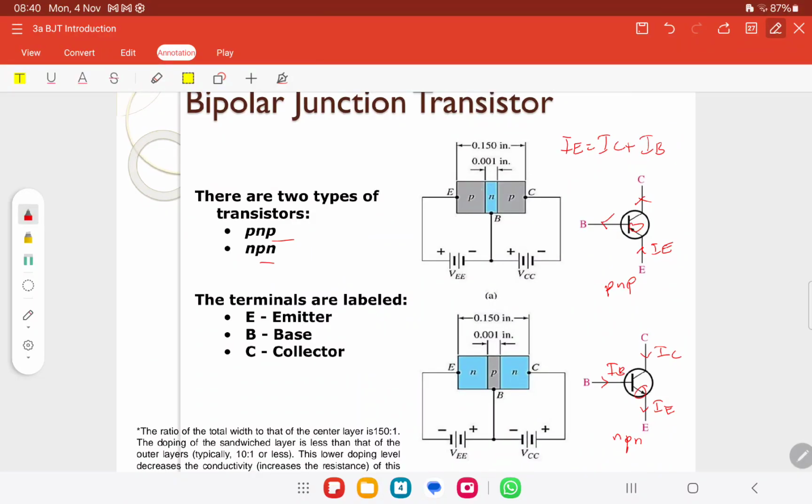So yang ini, this one is the size of each layer. Okay, as you guys can see, layer base is very thin, paling nipis kan. Okay, and this one is the ratio. Katakanlah ratio dia adalah 1/150 kot kan. Antara base dengan yang lagi dua, E dengan C. Lebih kurang lah. Okay, and because of the very thin layer, IB is very small. Nak kata approximate 0 tak jugalah. This is IB, the smallest current.